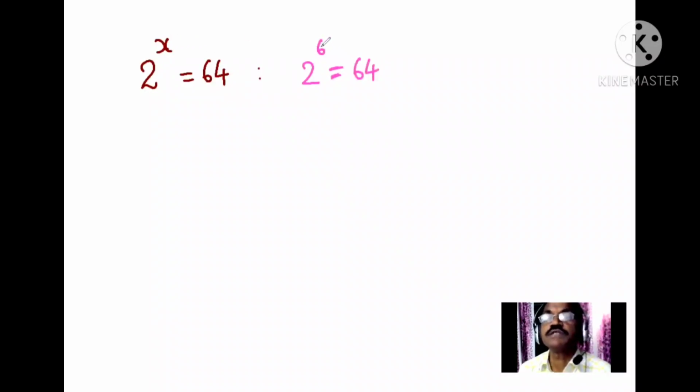At first, suppose 2 to the power of x is equal to 64. Then what is x? 2 should be raised to how many times? 2 multiplied 6 times, or 2 should be raised to 6 to get 64. Therefore, this 6 is called the logarithm of 64 with the base 2, and this can be written as log of 64 with the base 2 is equal to 6.